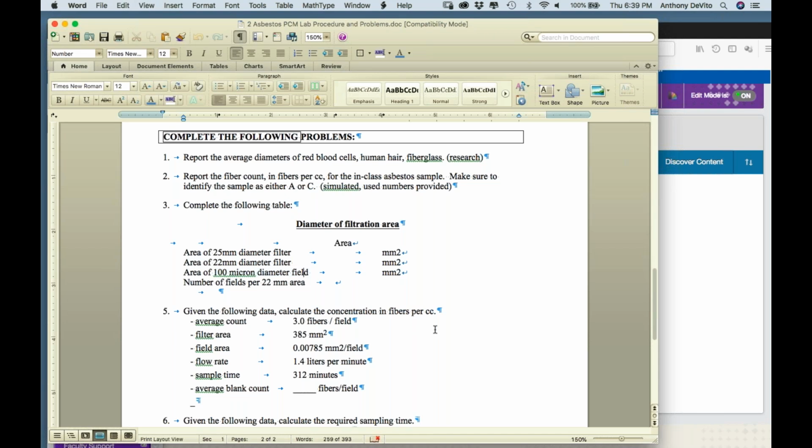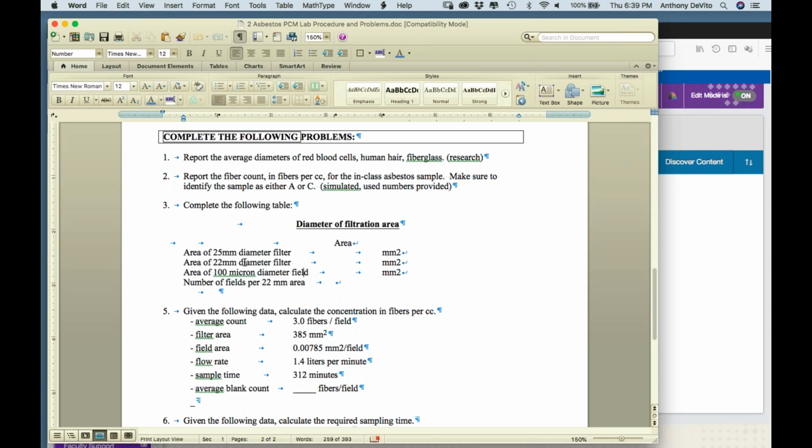Well, 100 microns is 100 millionths of a meter. A millimeter is 1,000th of a meter, right? So there's 1,000 microns in a millimeter, right? So 100 microns is 1/10 of a millimeter, right?